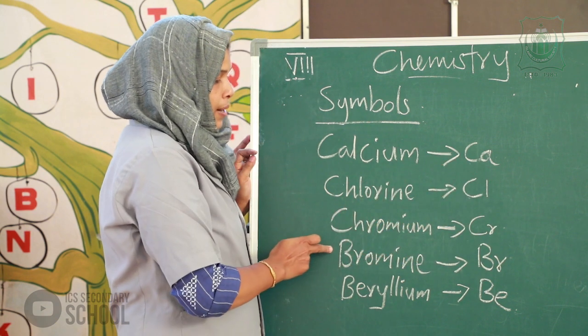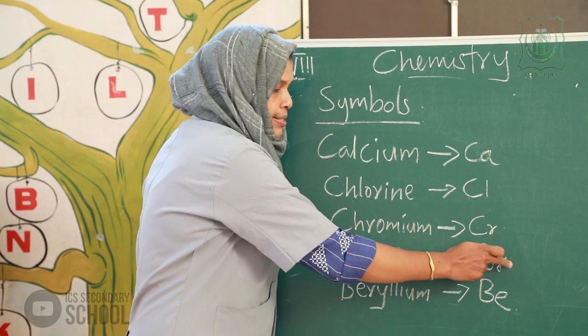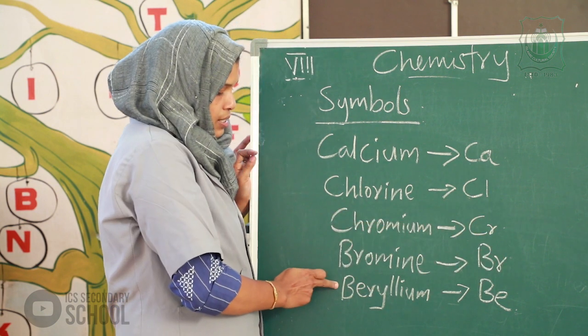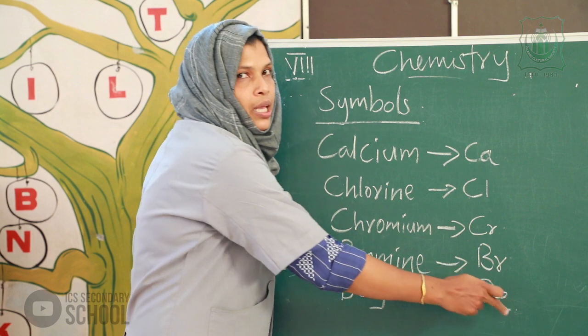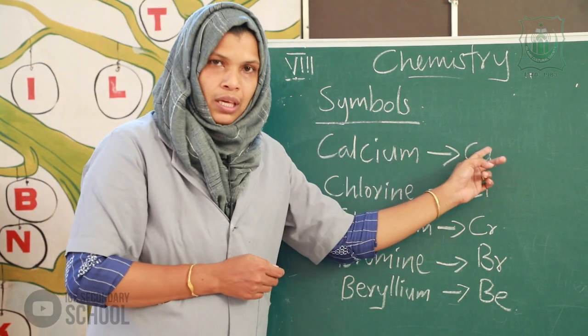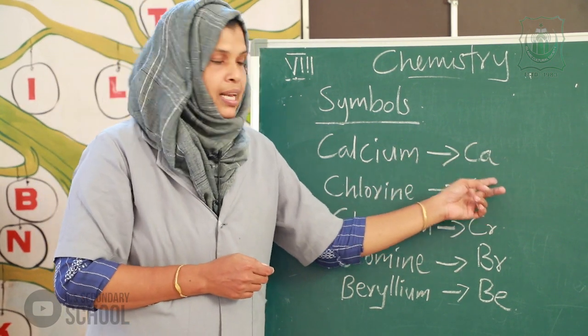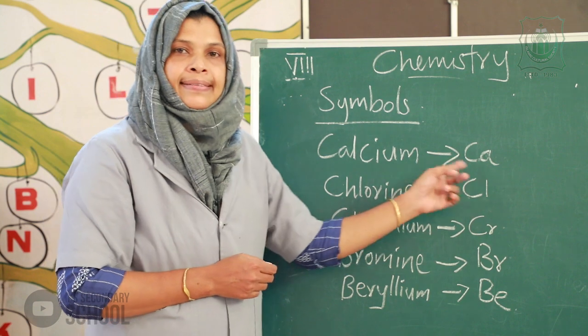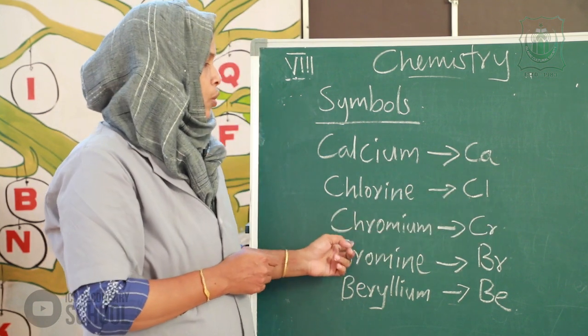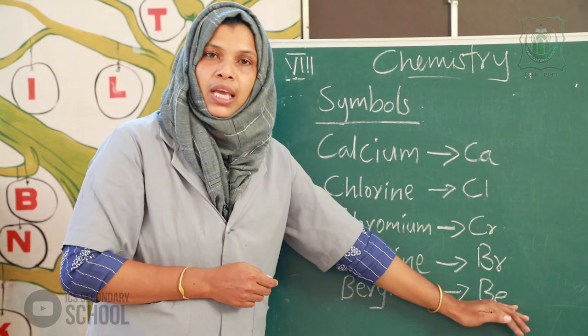Okay, next one, bromine. We use the first letter capital, then the second letter. Next consider beryllium, Be. The symbol of calcium is Ca, chlorine is Cl, chromium is Cr, bromine is Br, and beryllium is Be.